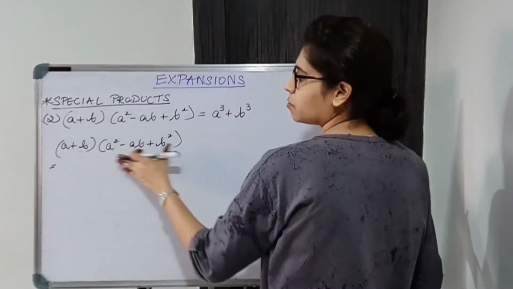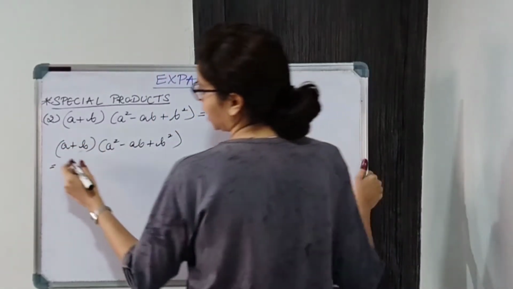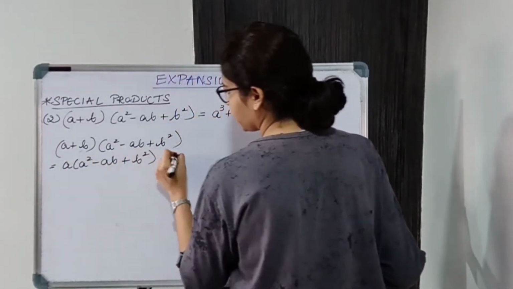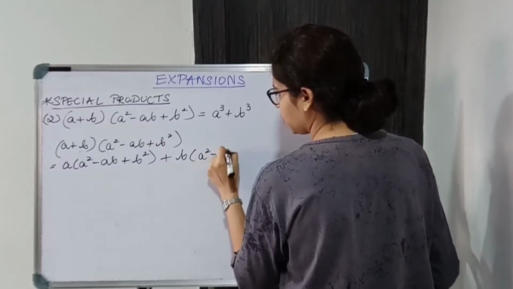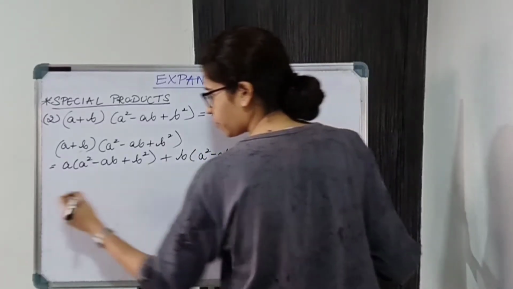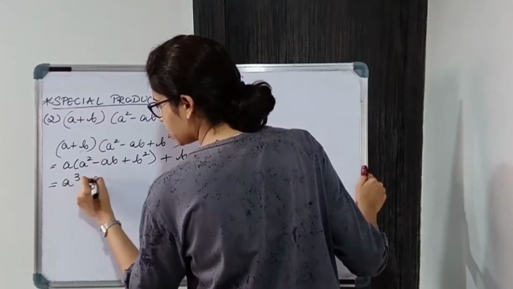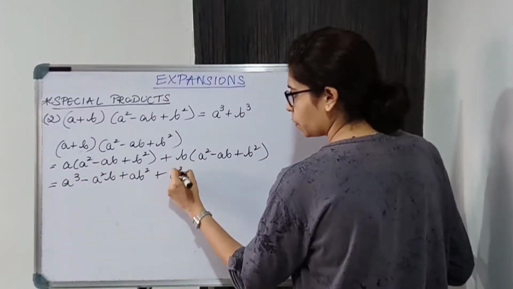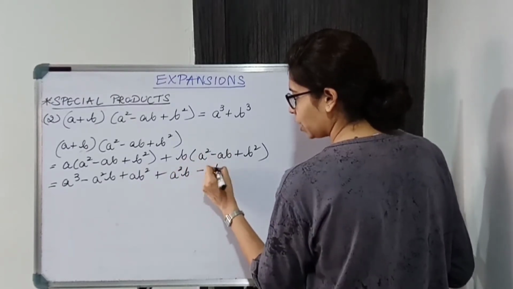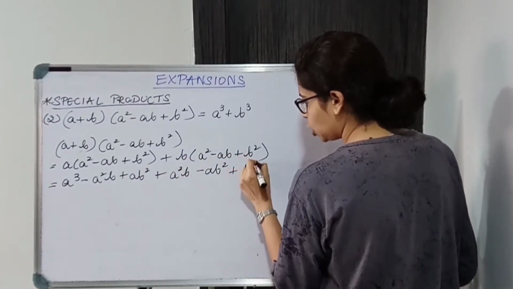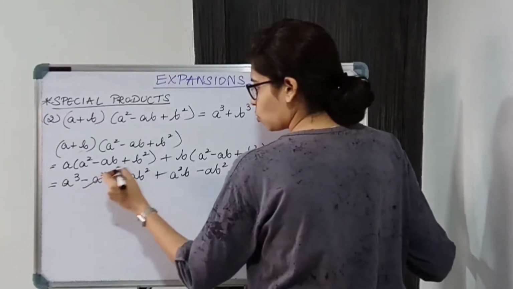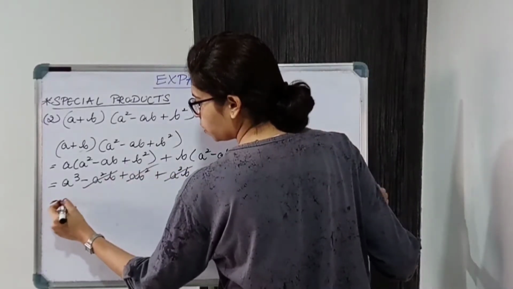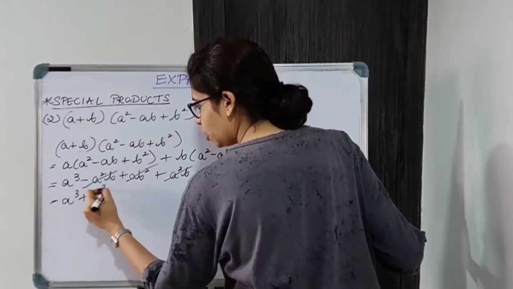(a + b)(a² - ab + b²). We'll multiply the first term with the second bracket and then the second term with the second bracket. So a(a² - ab + b²) + b(a² - ab + b²). This gives a³ - a²b + ab² + a²b - ab² + b³. So these terms get cancelled. We are left with a³ + b³. So from LHS we can easily obtain RHS.